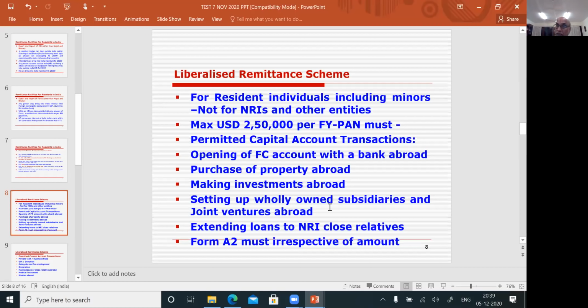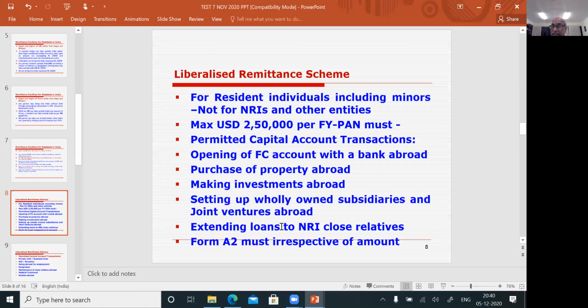Then, if you want to set up a wholly owned joint venture with your friend abroad, you can start the joint venture also. Every year you will get 250,000 US dollars. But for that, you should have Indian rupees here. It will not be given free to you. Okay, good. Then you can give loans.